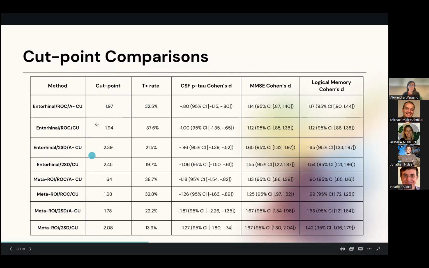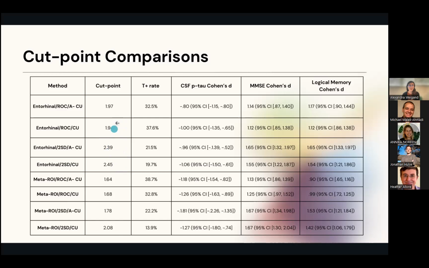So you can see that the cut points ranged pretty widely, from a low of 1.64 to a high of 2.45. Unsurprisingly, you'll see that there was systematically a higher cut point within the entorhinal cortex, and that's because this is an earlier region of tau deposition, and there's some tau deposition even within individuals who undergo normal aging rather than a pathologic change. And so we have to have a higher cut point here to really differentiate those who have cognitive impairment versus those who do not.